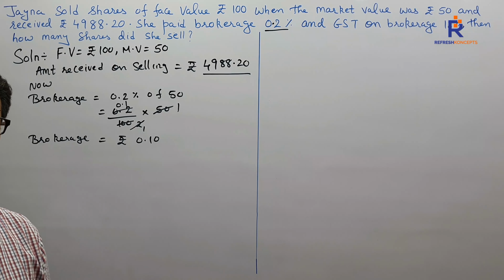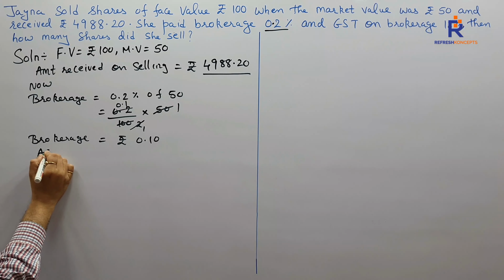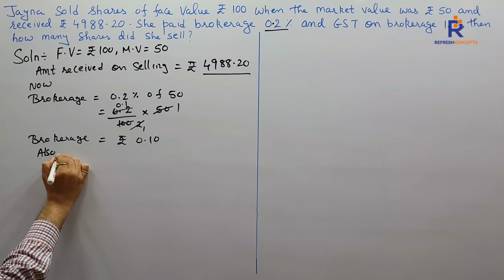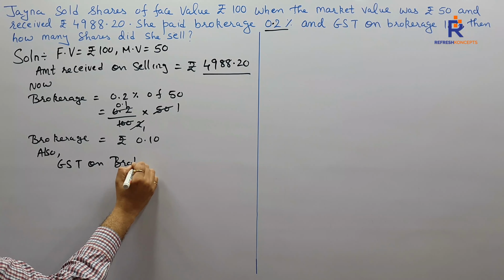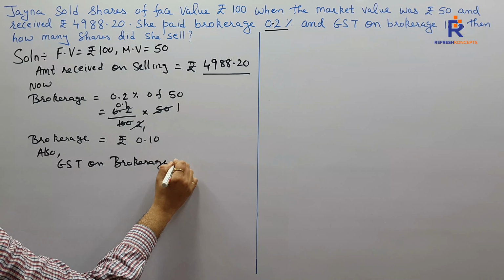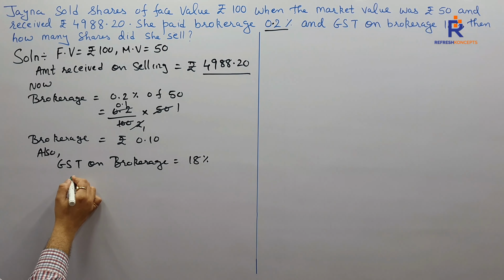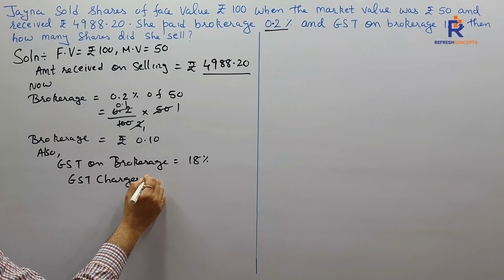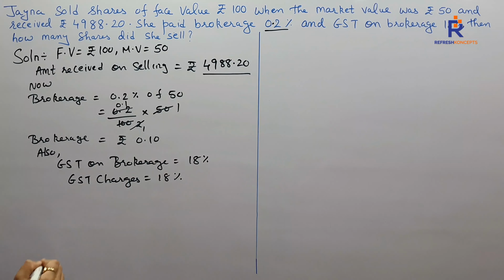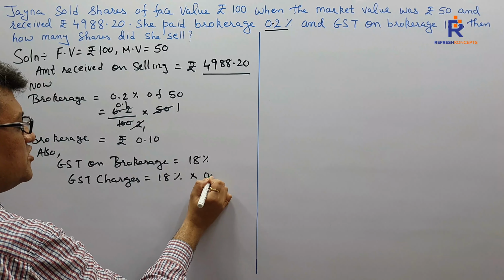But there is some kind of GST on brokerage also. GST on brokerage is how much? 18%. So GST charges is 18% of brokerage. So 18% into 0.10.